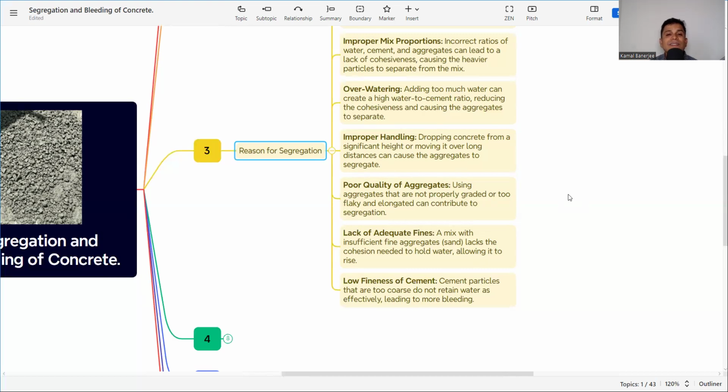So again the segregation will happen और हमारा कंक्रीट का मिक्स प्रोपोर्शन सही नहीं होगा, कंक्रीट का स्ट्रेंथ डेवलप नहीं होगा, ड्यूरेबिलिटी भी नहीं होगी और इसकी स्टेबिलिटी भी नहीं होगी.